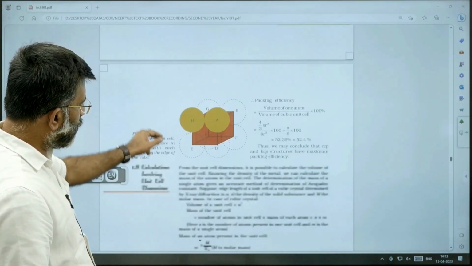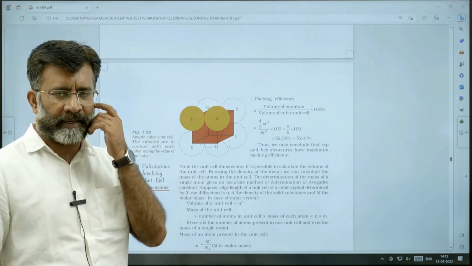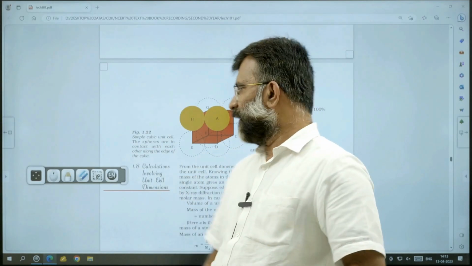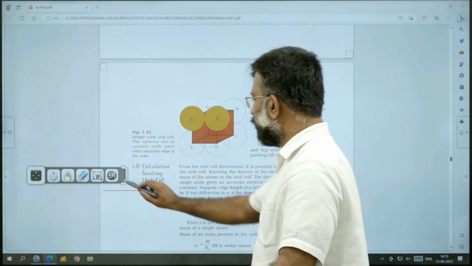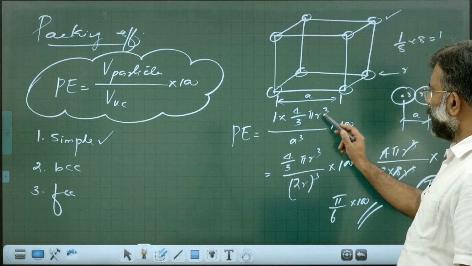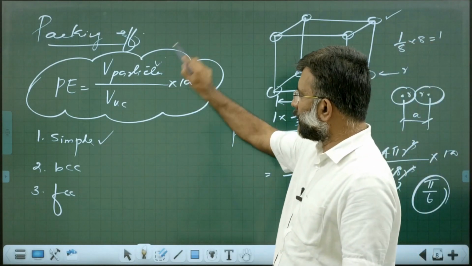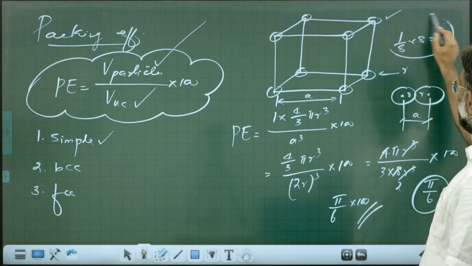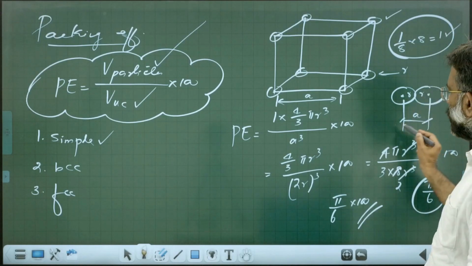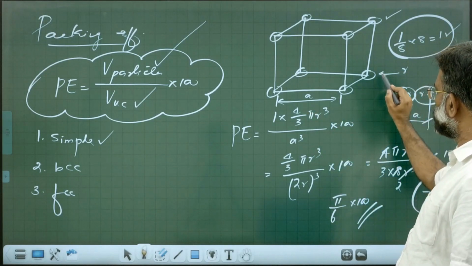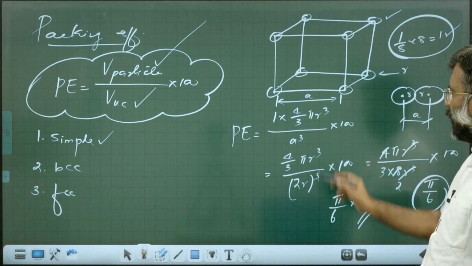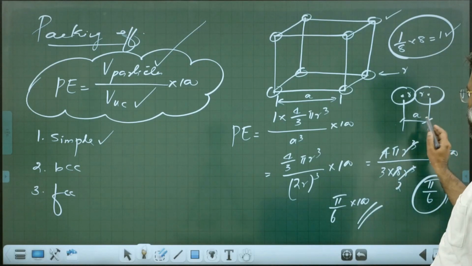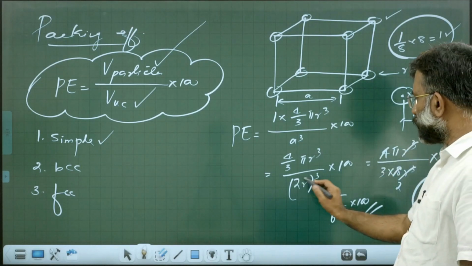Yeah, 52.4 percent. That is the packing efficiency of primitive system. Is it clear? How to get that? Volume of the particle divided by volume of the unit cell into 100. How many particles are there? At the corners, 1 by 8 into 8, one particle. What is the volume? 4 by 3 pi r cube, assuming it to be spherical with radius r, divided by volume of the unit cell. It is a cube. What is the relation between a and r? a is equal to 2r. So 2r the whole cube.